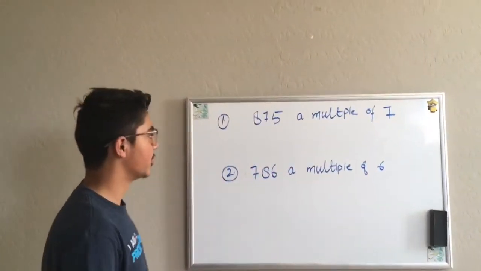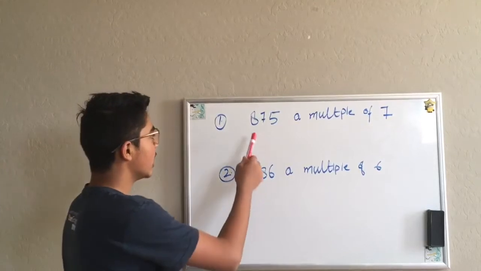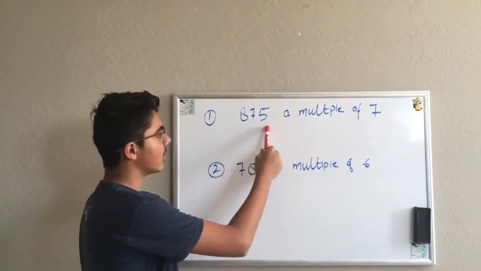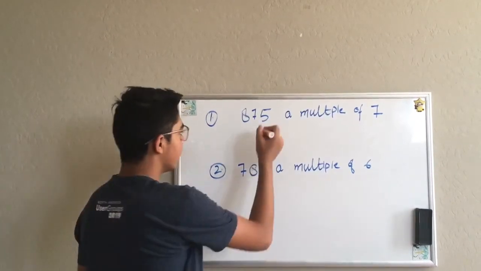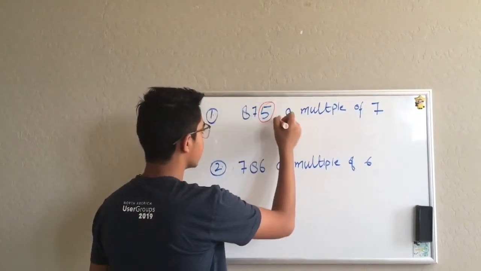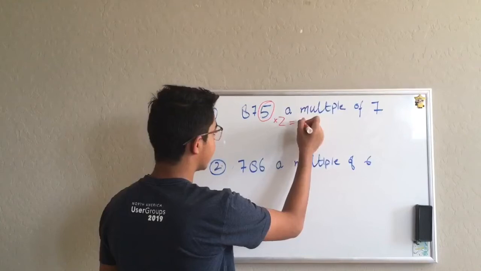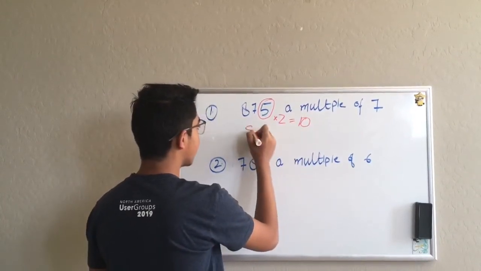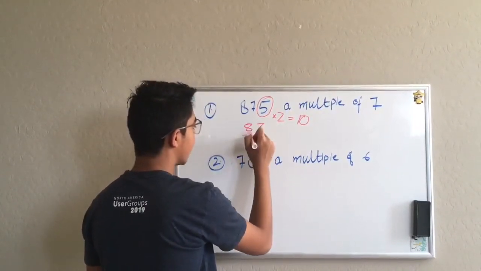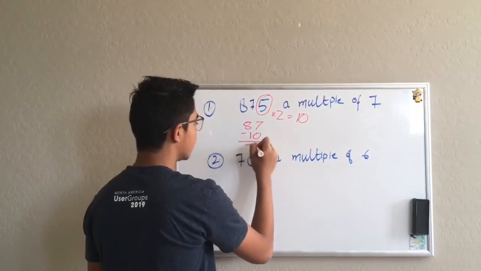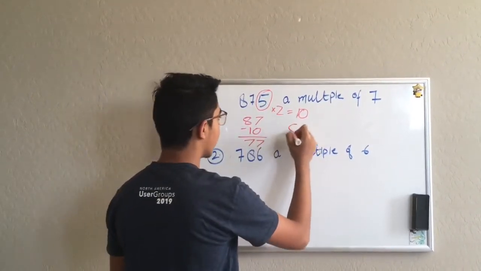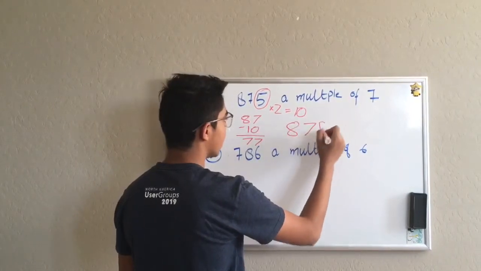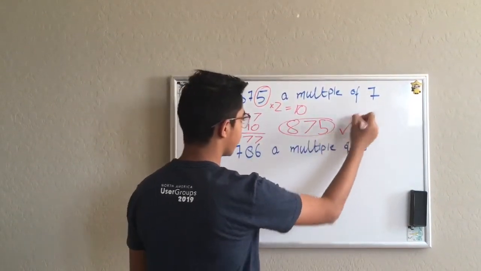So here are our first 2 examples. For the first one, is 875 a multiple of 7? So we just use our factoring tricks. Take 5 and multiply by 2, and we get 10. Then we take 87 and subtract 10 from it to get 77. 77 is clearly a multiple of 7, therefore 875 is a multiple of 7.